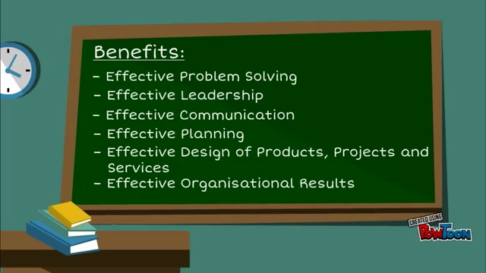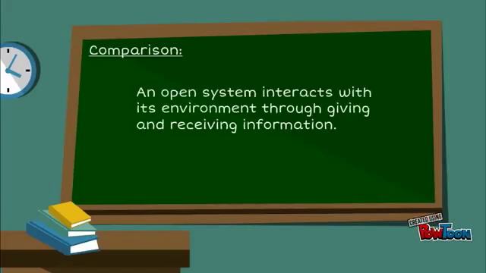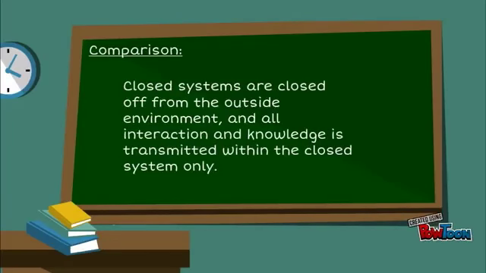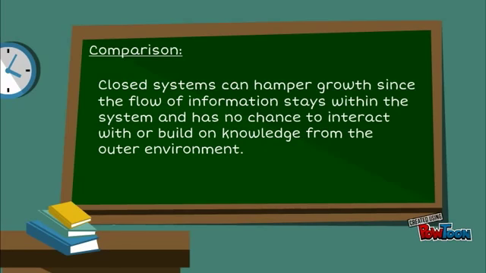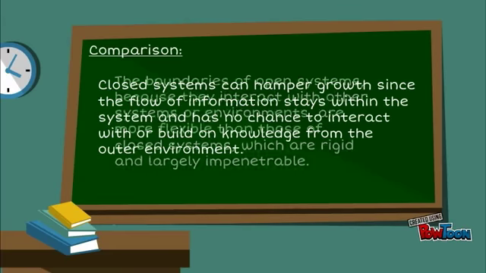And on to the next. Today I'll be talking about the two systems and comparing the two systems between open and closed systems. An open system interacts with its environment through giving and receiving information. Closed systems are closed off from the outside environment and all interaction and knowledge is transmitted within the closed system only. Closed systems can hamper growth since the flow of information stays within the system and has no chance to interact with or build on knowledge from the outer environment.